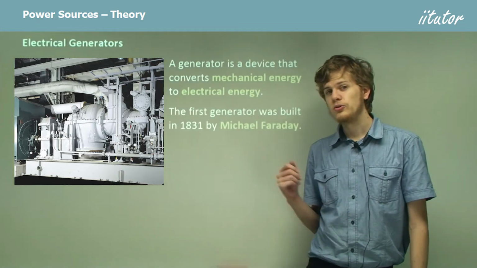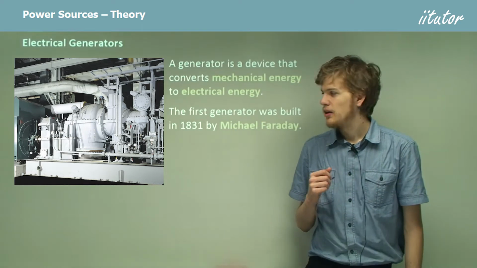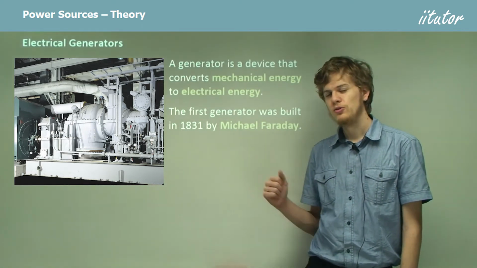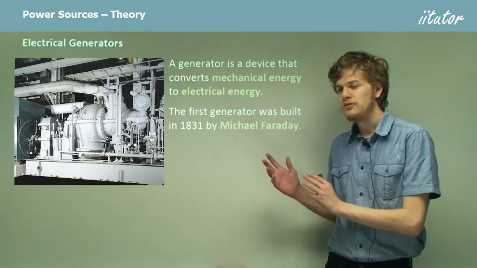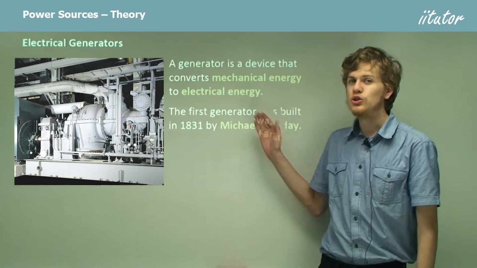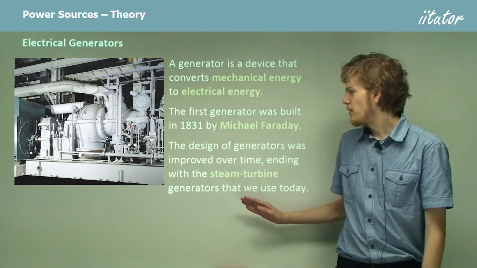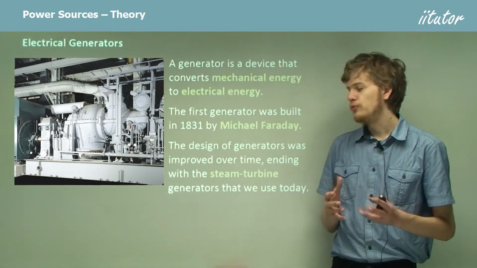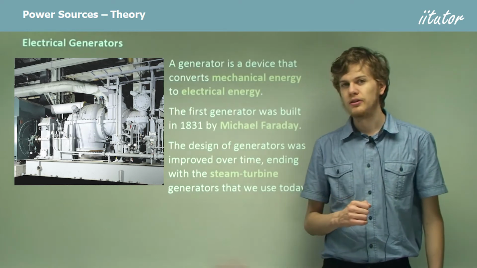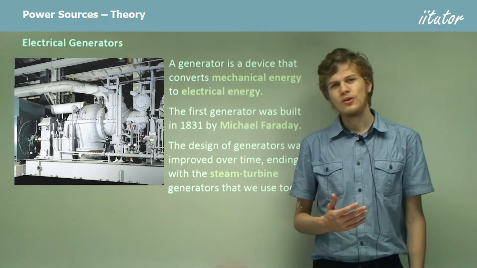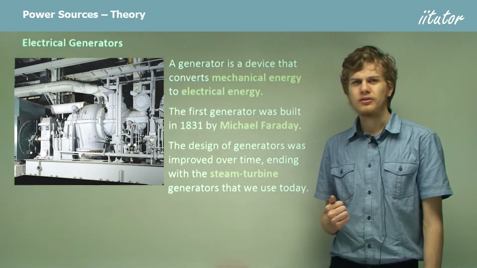The first generator was invented in the 1800s by a fellow named Michael Faraday, who discovered the principles of electromagnetic induction, which allows the transformation of mechanical energy to electrical energy. Now, the design of generators has improved over time, and currently we use a steam turbine generator in order to produce electricity. So how exactly does the steam turbine generator work?